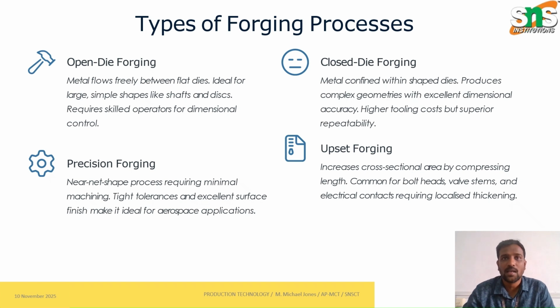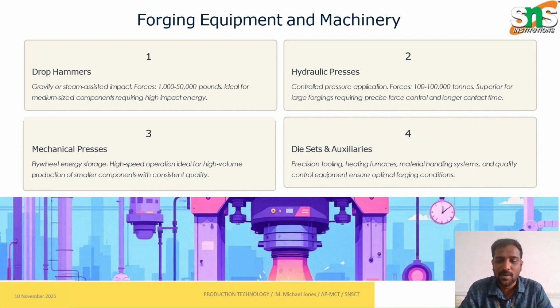So all the internal grains will be very closely compact and will have very high, superior strength. That is the larger difference between open die forging and closed die forging. Then precision forging is a near net shape process requiring minimal machining, and tight tolerances are achieved. Upset forging increases cross-sectional area by compressing the length. It is commonly used for bolts, valve stems, and electrical contacts. Then forging equipment and machinery.